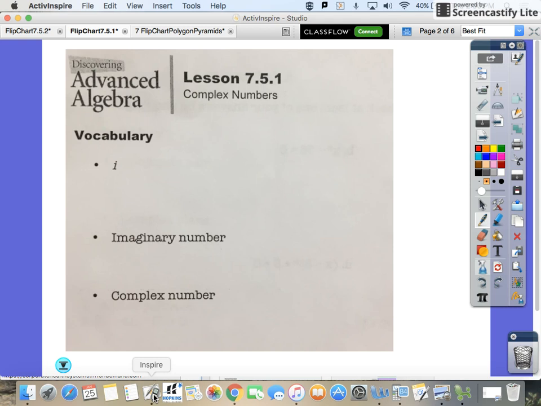This is lesson 7.5.1 for Algebra 2 on complex numbers. So the couple terms we have to define this time are i, imaginary number, and complex number. So i is the imaginary number. i represents the imaginary, and the definition of i is really that i equals the square root of -1.